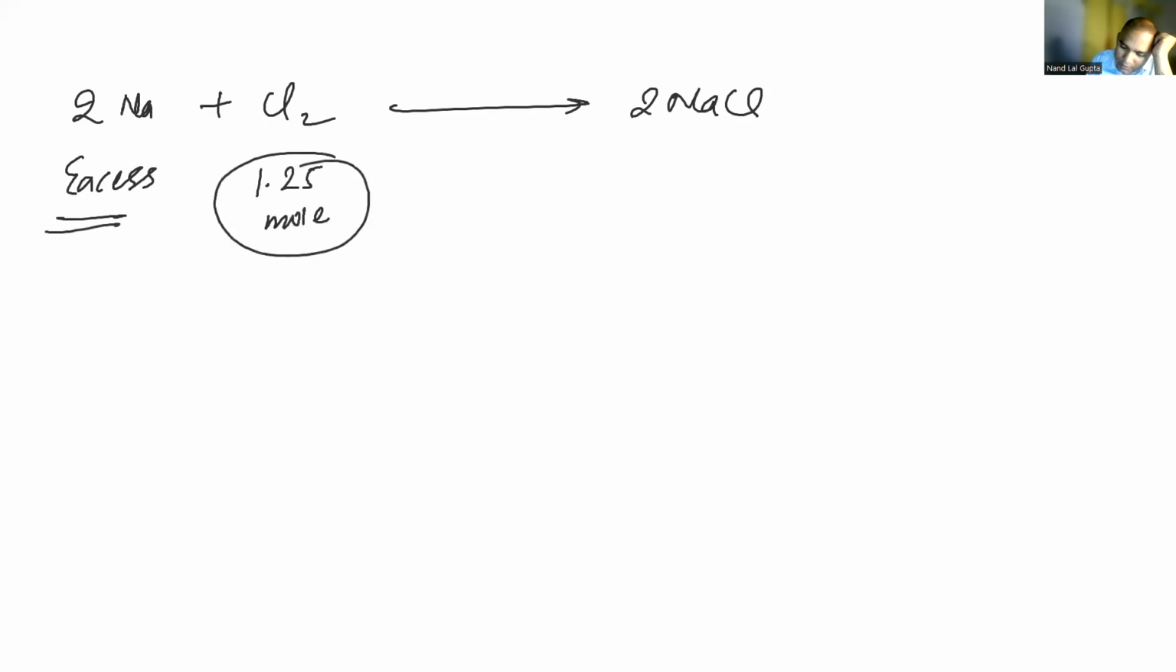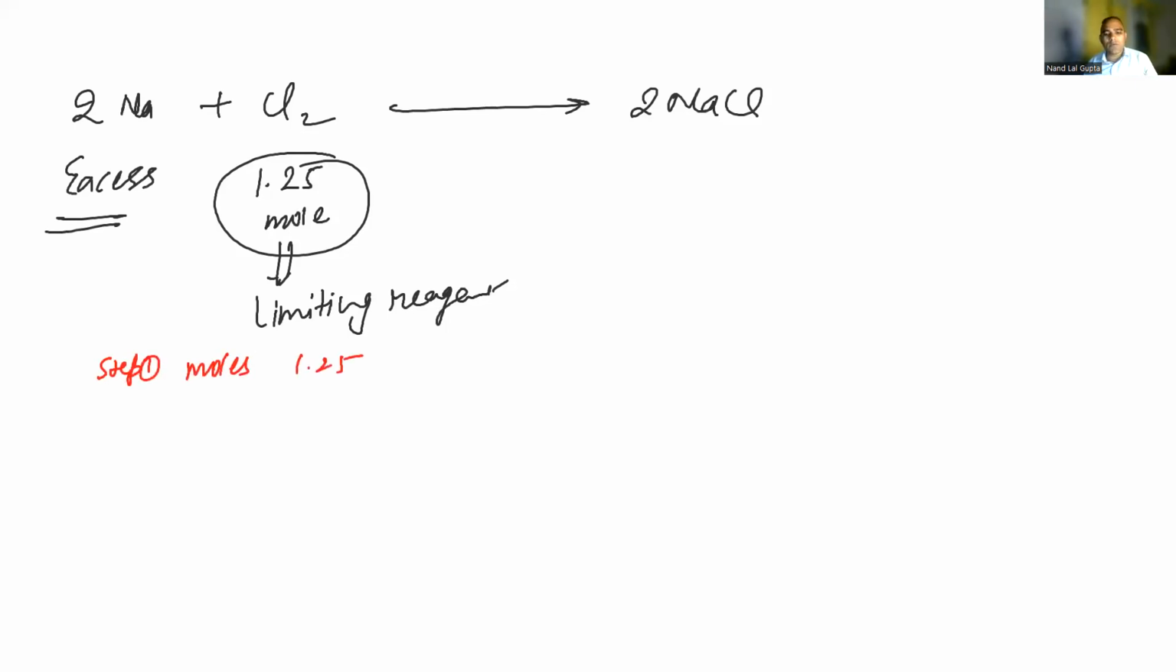Which will be the limiting reagent? This is going to be the limiting reagent, because the question itself says the mass of sodium chloride produced when 1.25 mole Cl2 gas reacts vigorously with excess sodium. So sodium is in excess, chlorine is limiting. Step number one, moles: you got 1.25 moles.